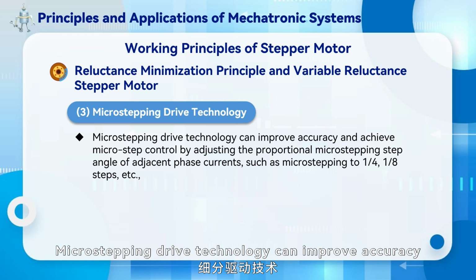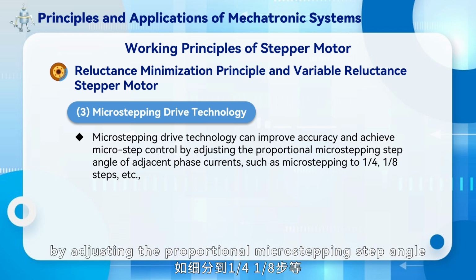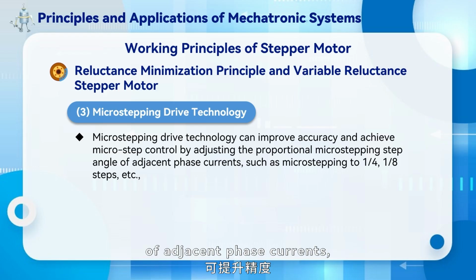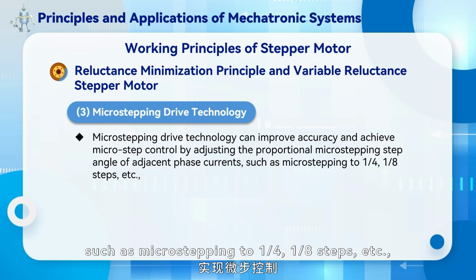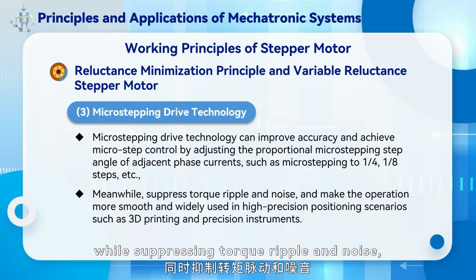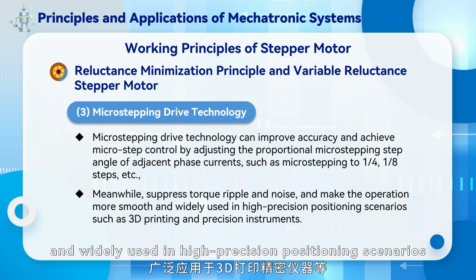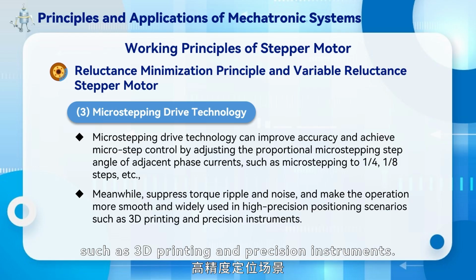Micro-stepping drive technology can improve accuracy and achieve micro-step control by adjusting the proportional micro-stepping step angle of adjacent phase parts, such as micro-stepping to 1/4, 1/8 steps, etc., while suppressing torque ripple and noise, making the operation smoother and widely used in high-precision positioning scenarios such as 3D printing and precision instruments.